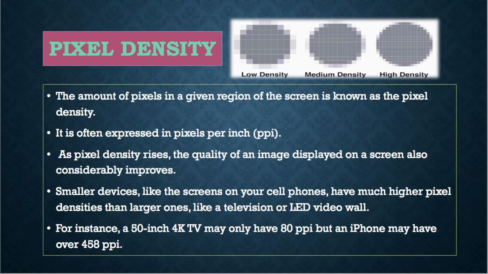Remember that smaller devices like the screens on your cell phones have much higher pixel densities than larger ones like a television or an LED wall. For instance, a 50-inch 4K TV may have 80 ppi, but an iPhone may have 458 ppi. In addition to the above two parameters, one must take care of the viewing angle to enjoy the best view of the images and videos on the LED screen.